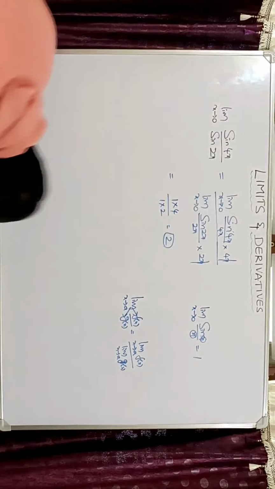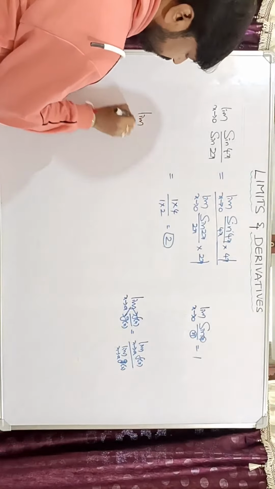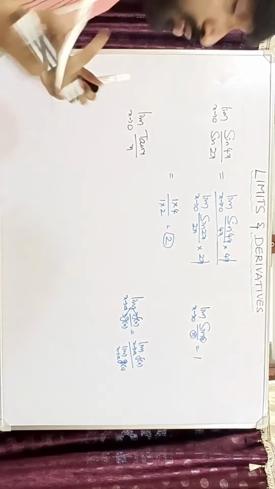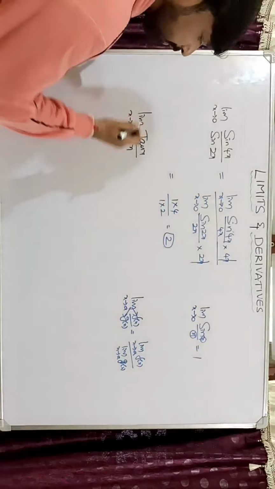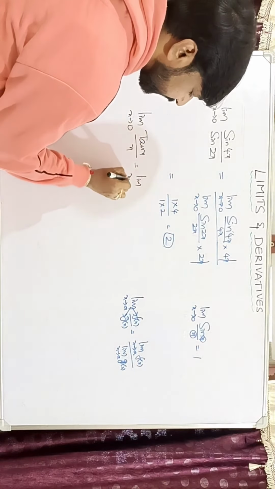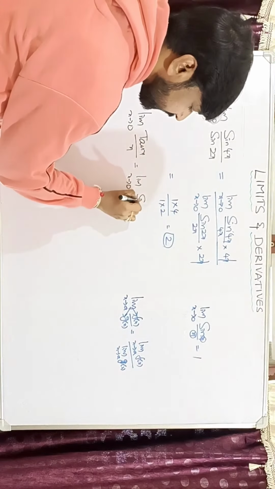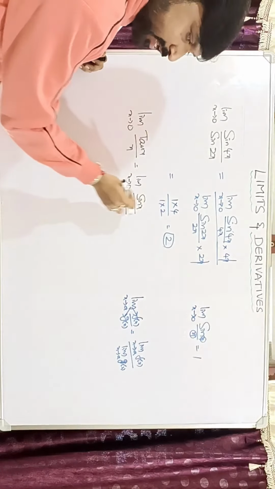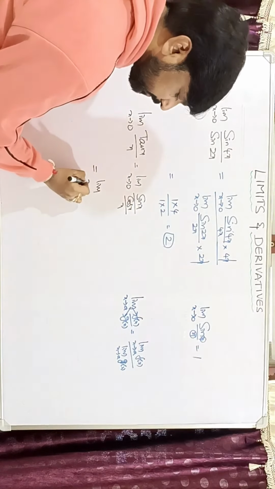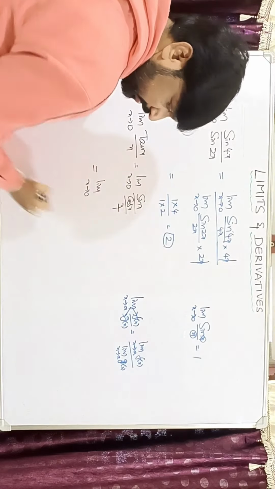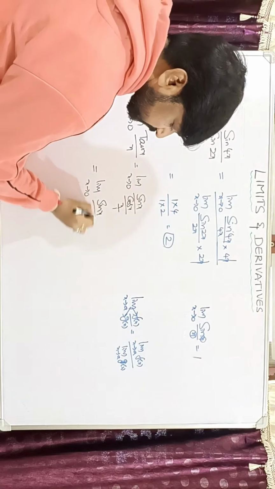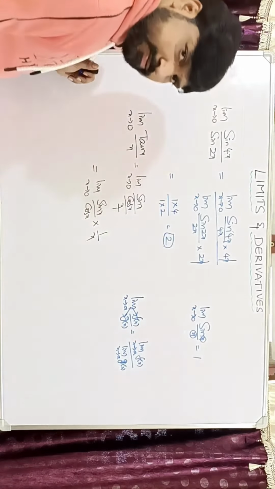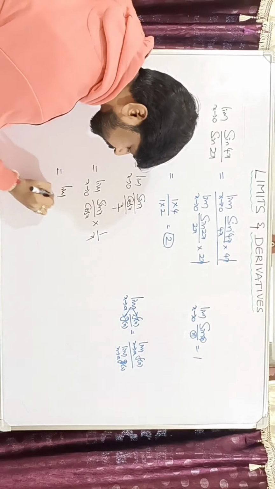Limit x tends to 0, tan x by x is equal to 1. Actually, this is one of the formulas. This is also very important, so this one they will ask. This is equal to limit x tends to 0, tan x can be written as sin x by cos x, whole by x. This is equal to limit x tends to 0, x by 1, nothing is there, so this can be written as sin x by cos x into, if you take the reciprocal, 1 by x. This is equal to limit x tends to 0.